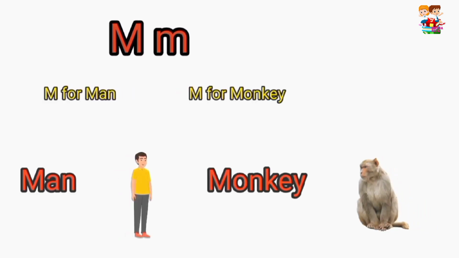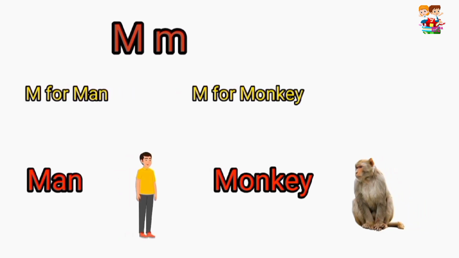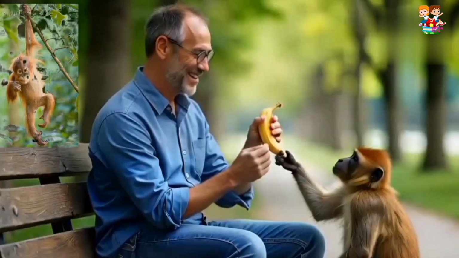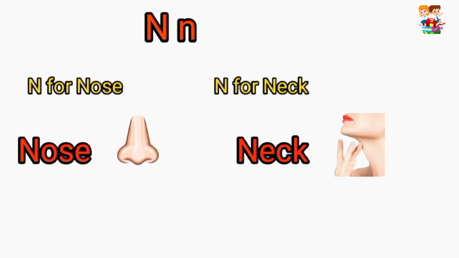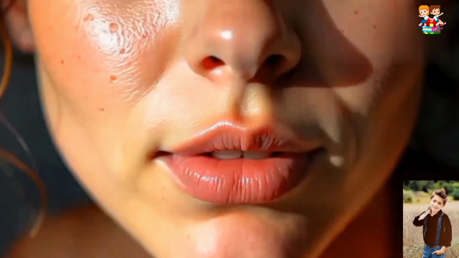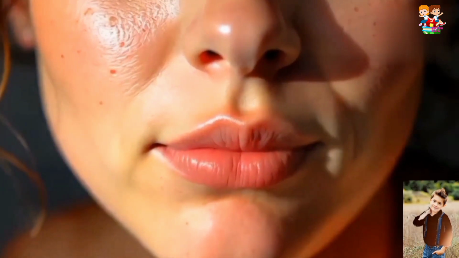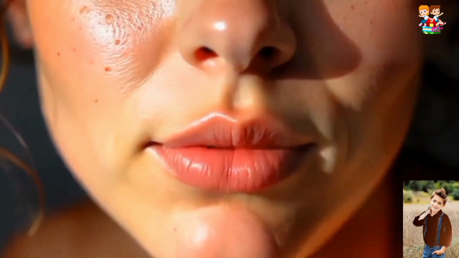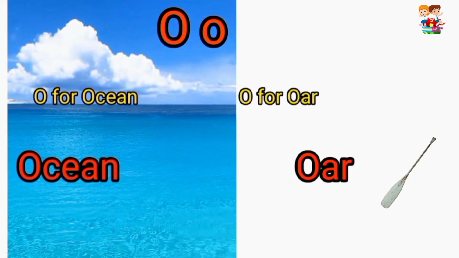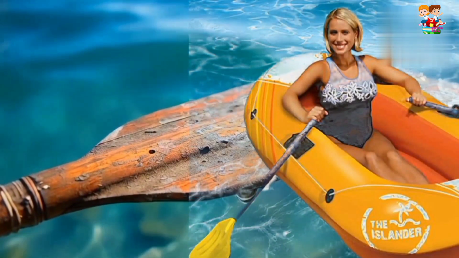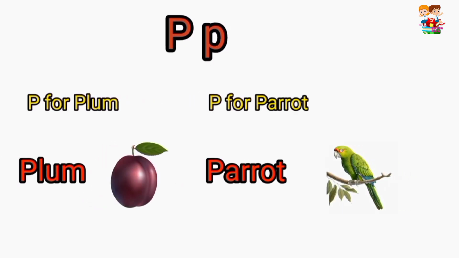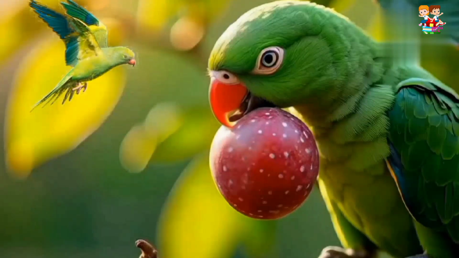M for man and M for monkey, M. N for neck, N for nose, N. O for ocean, O for oar, O. P for plum, P for parrot, P.